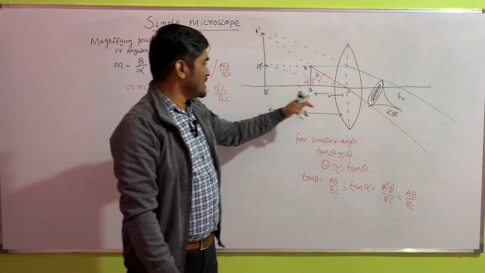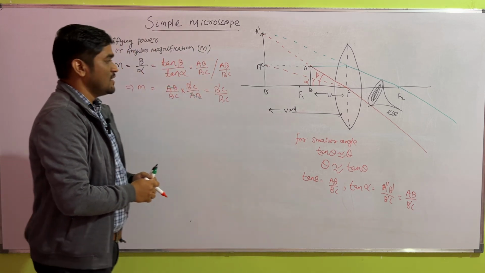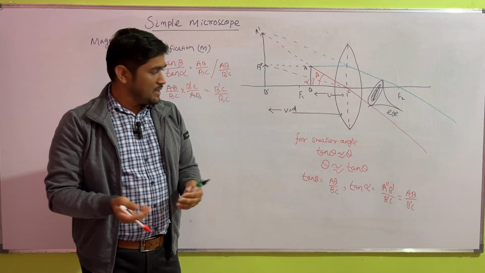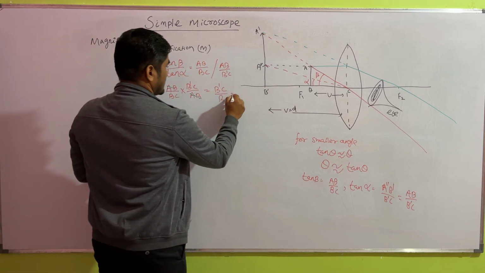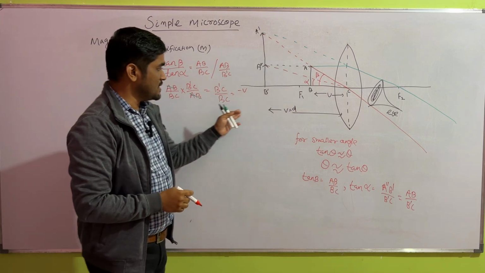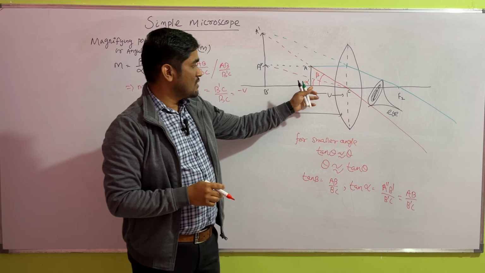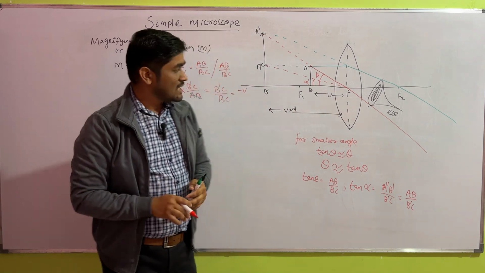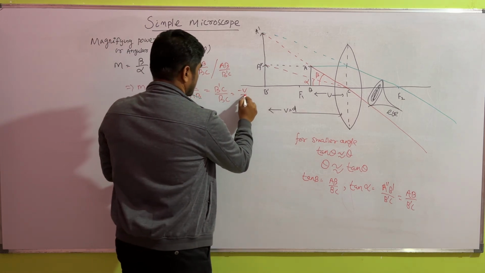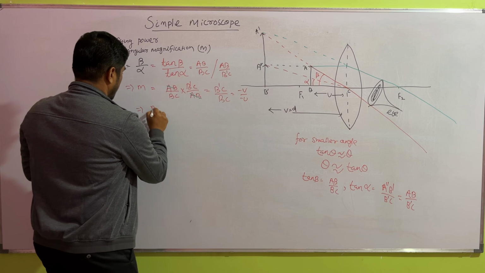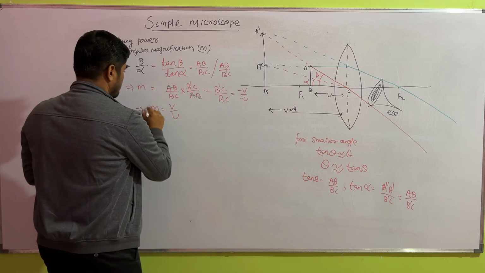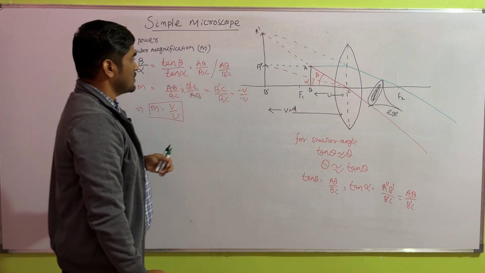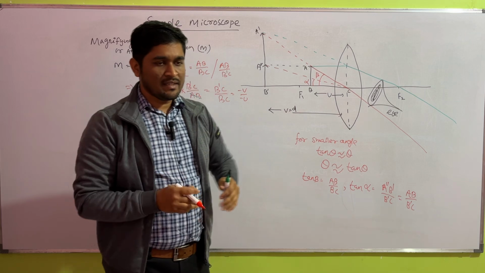So what is B dash C? B dash C is the image distance V, and the image is situated left of the lens. By using the sign convention, it will be negative, that is minus V. And what is BC? BC is the object distance. Again, the object is situated left of the lens. By using the sign convention, it is minus U. That implies we can write m equals v divided by u. Magnifying power or angular magnification of a simple microscope or magnifying glass.